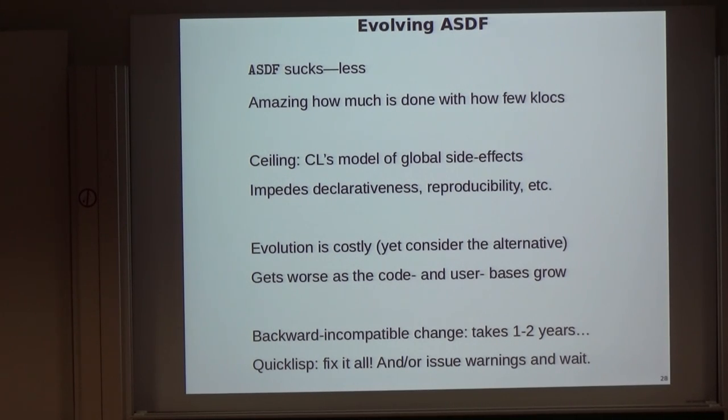Evolution also gets worse and worse as the user and code base grows. So basically I had to go all over quickly to find who I am introducing incompatibilities with. And a backward incompatible change can take 1 to 2 years. So QuickLisp is still painful, but it's still very useful to make it only 1 or 2 years instead of 2 to 3 or 4 years.